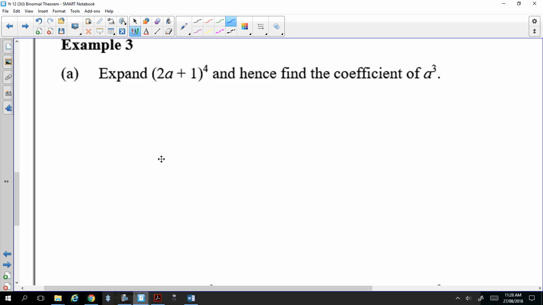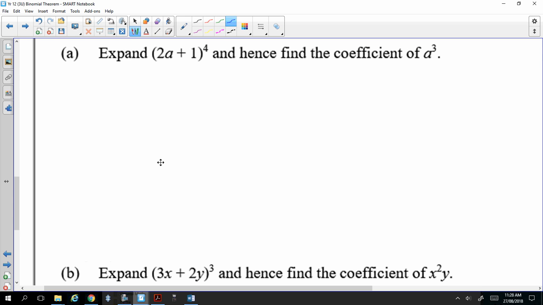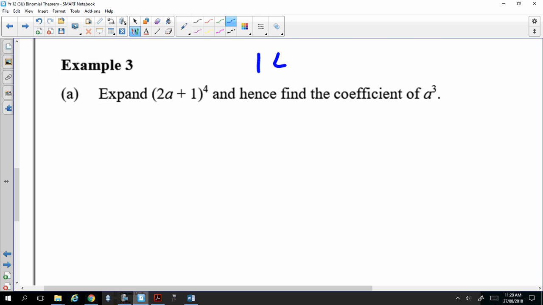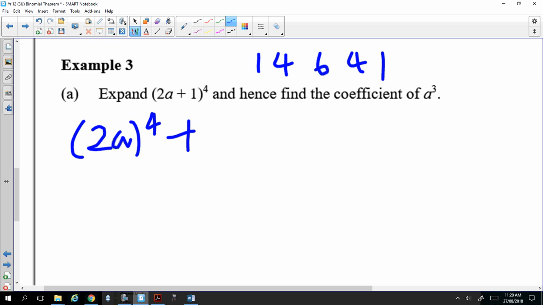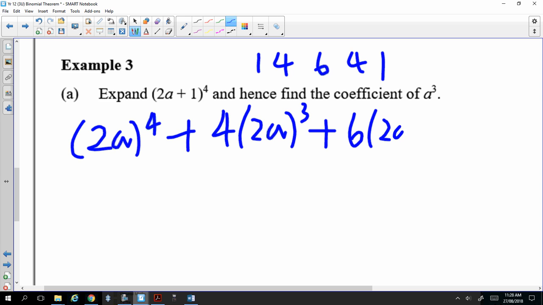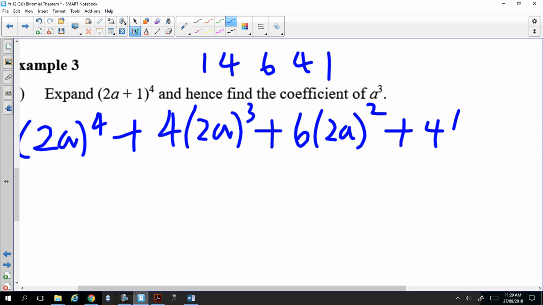Let's start. (2a) to the power 4 plus 4 times (2a) cubed plus, notice that when it's 1, I just ignore it because it doesn't do anything. And then you go 6 (2a) squared plus 4 (2a) and finally 1. So the powers of a decrease, the powers of 1 increase but doesn't do anything. Okay, let's simplify. Do it step by step.